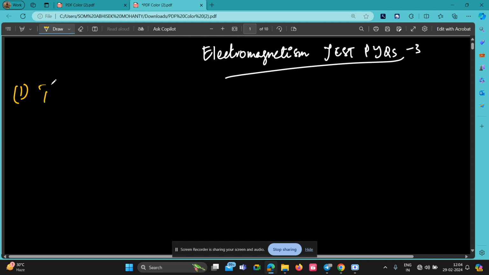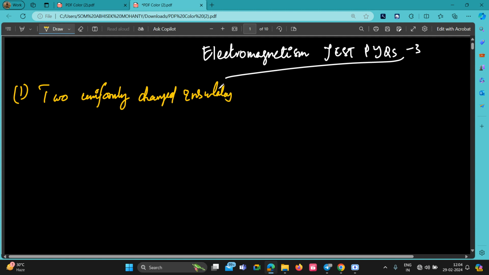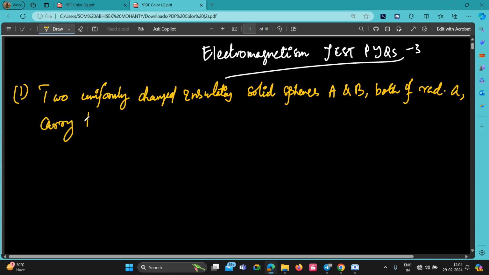Two uniformly charged insulating solid spheres A and B, both of radius A, carry total charges plus q and minus q respectively.